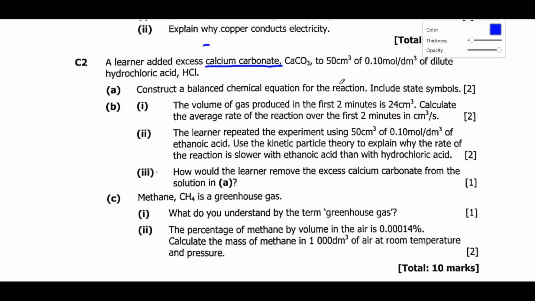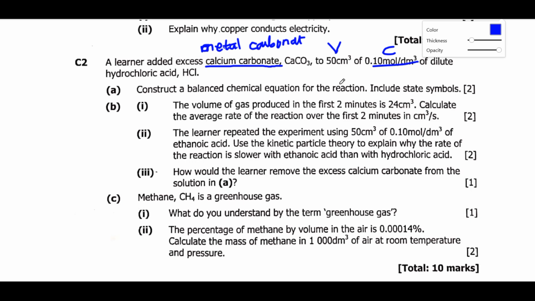So you need to know that this is called a metal carbonate. So we have excess metal carbonate, which is calcium carbonate, with the chemical formula CaCO3, to 50 cubic centimeters as a volume of 0.10 moles per decimeter cubed. So this is the concentration. Then we have the volume of dilute hydrochloric acid. So it's a reaction between a metal carbonate and an acid.